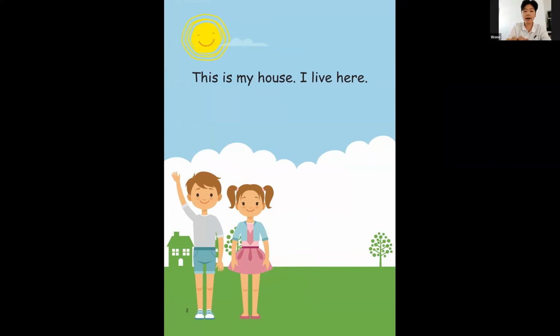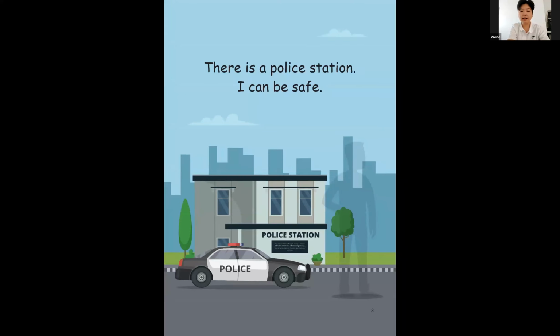This is my house. I live here. Who do you see on the page? I see a boy. I see a girl. What are they wearing? What color? How's the weather? What do you see up in the sky? It's smiling. All right, so let's go on to the next page.